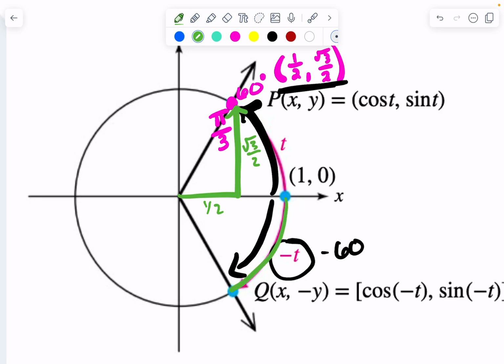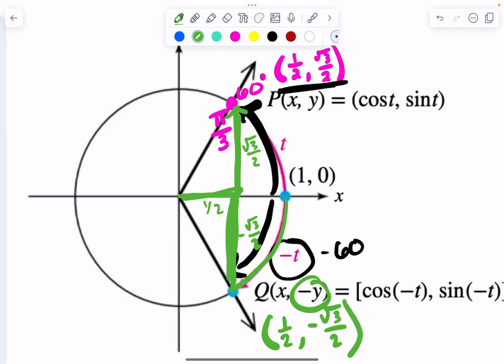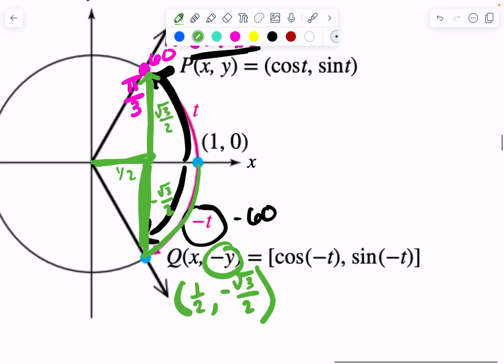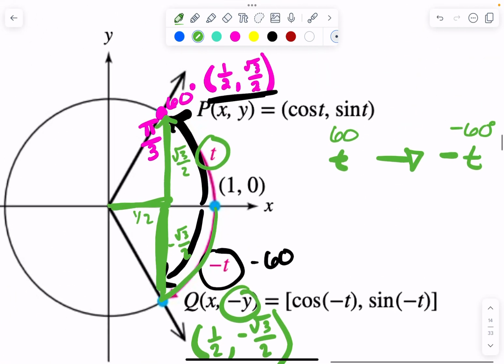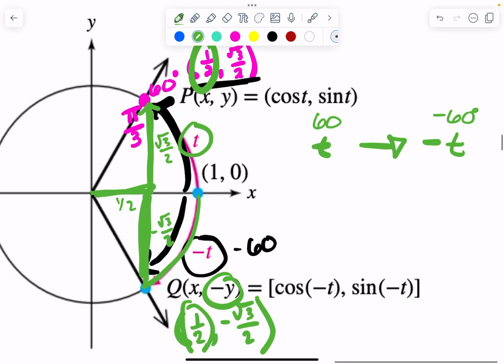Well, if I want to go negative 60 degrees, I'm going down just that same amount, but I'm going to the right 1/2, and this time I'm going down square root of 3 over 2. So my coordinate point is only going to change and make the y coordinate negative, because the y value is negative in the fourth quadrant, right? He's gone over the same amount, but now he's going down instead, and he'll be negative that value. So the deal here is that when I have a value of t and I change it to be negative t, like I changed 60 degrees to negative 60 degrees, the 1/2 stayed exactly the same. 1/2 didn't change.